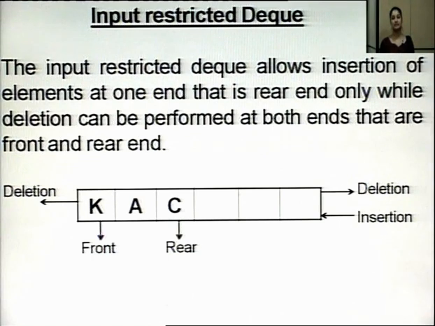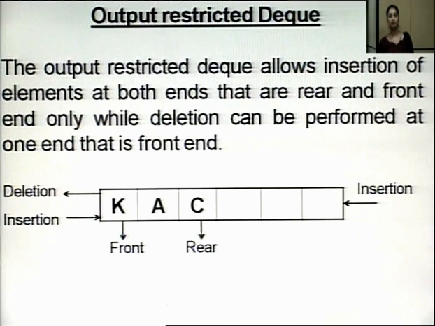Here I just insert the value from the rear end, but I can delete the value from the rear as well as the front end. The second type of DQ is the output restricted DQ. The output restricted DQ allows the insertion of an element at both ends. I insert the value from the front side and also from the rear side, but the deletion of an element is only from the front side. I just delete the element from the front side. The operation of deletion is only done on the front side. The operation of deletion is not performed on the rear side. These are the two types of the DQ.